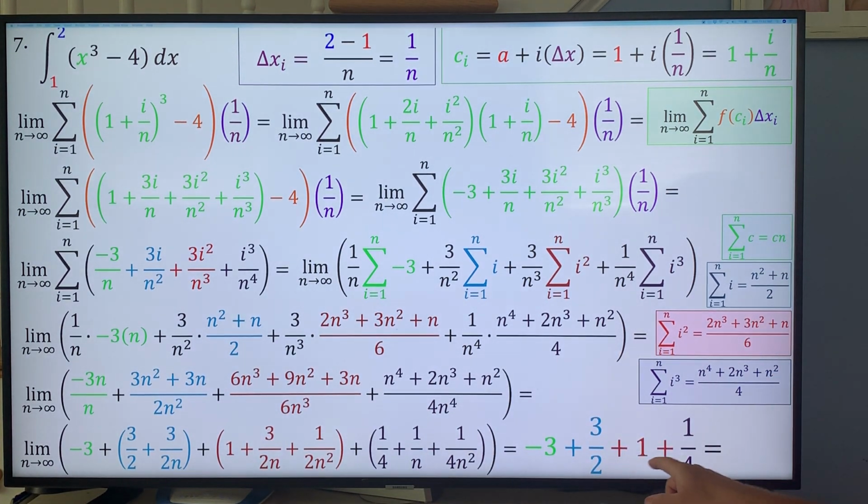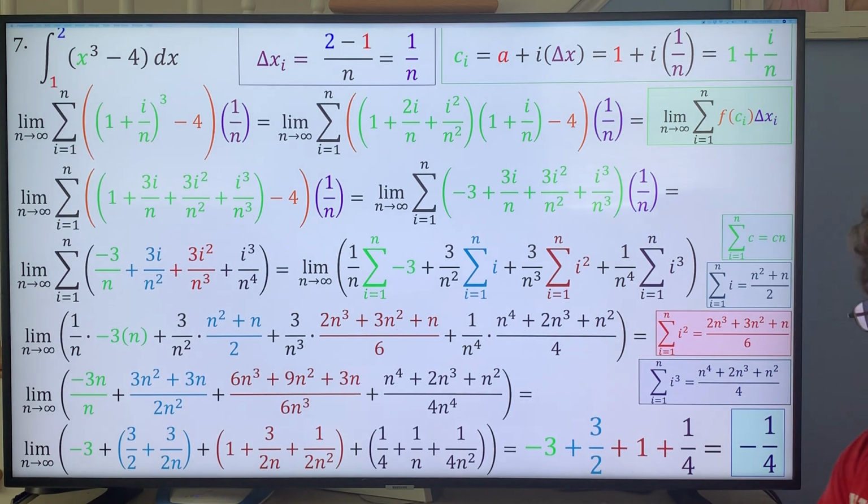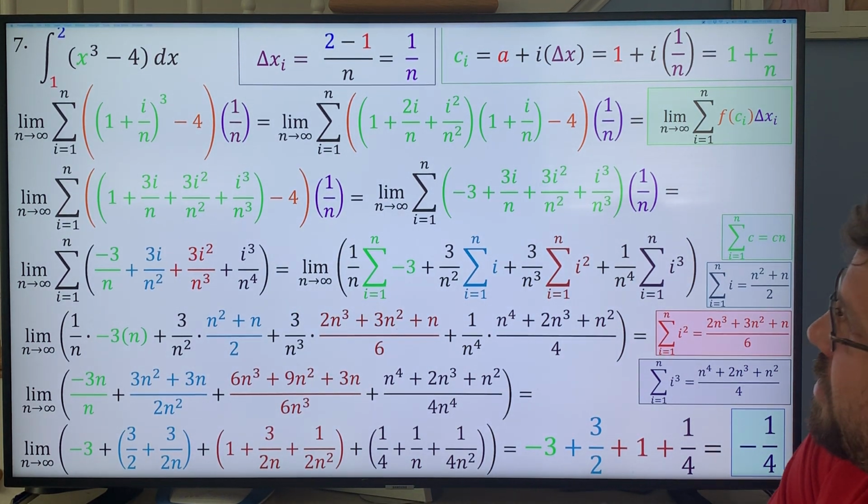Negative 3, 3/2 plus 1 plus 1/4. Boom! Answer is negative 1/4. All that for a negative quarter. But at least you got a very accurate, very good answer.